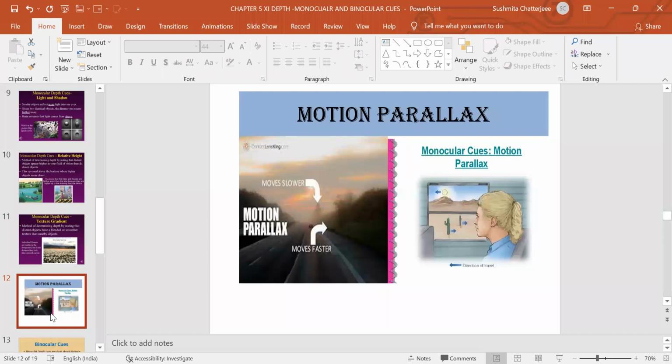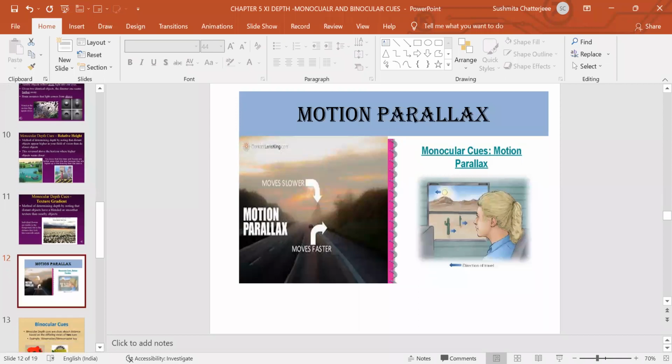For example, when we are moving by train, the train which is on the closer railway track next to us appears to move against the direction of our train, whereas a train which may be on a farther away railway track happens to move with the direction of our train. That is why it is called motion parallax.